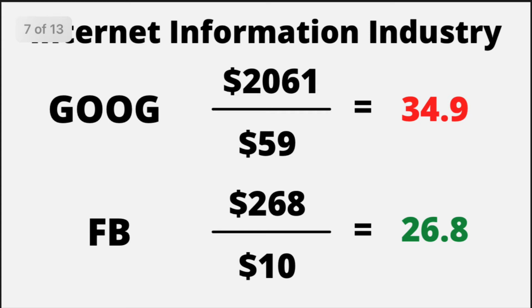So I have Google and Facebook. I rounded everything. So Google has roughly a $2,061 share price with an EPS of 59, giving us a P/E of roughly 35. Facebook, $268 share price with an EPS of 10. That gives us 26. So Facebook has a little bit better P/E ratio, which can possibly tell us a few things.